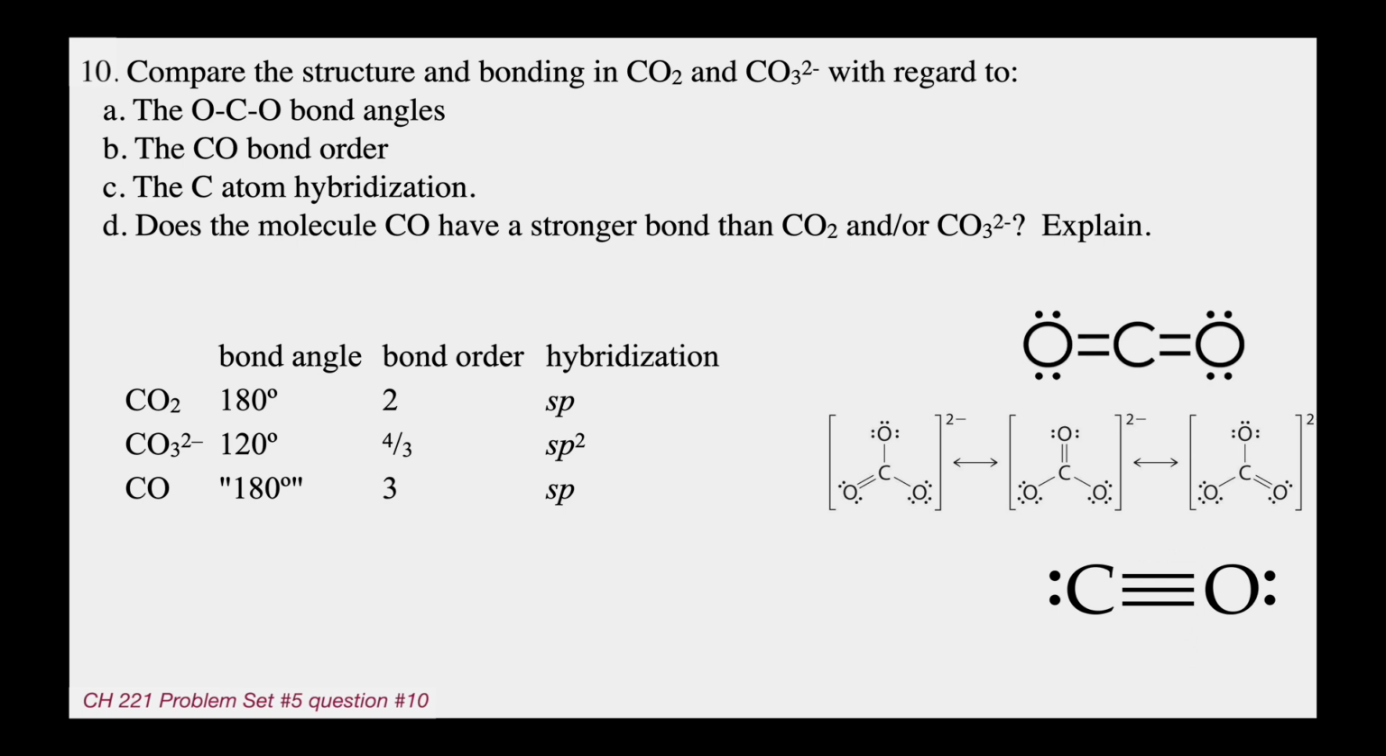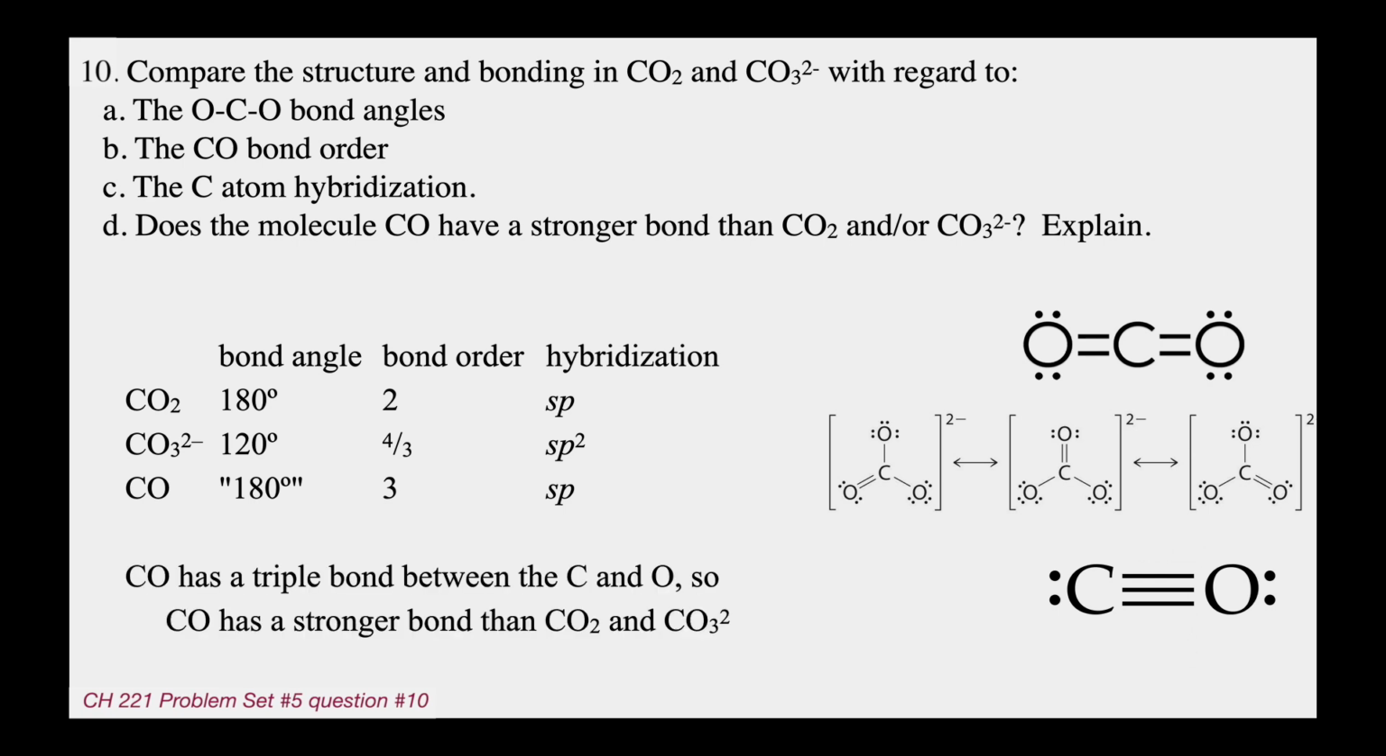But the last part, does CO have a stronger bond than the other 2? And I would argue that it definitely does. Higher bond order means stronger bonds. Highest bond order definitely comes from CO. CO would have the highest, strongest bond order, bond energy, all right? CO2 would be next with a bond order of 2, and carbonate with a 4/3 bond order would be the weakest of all of those.